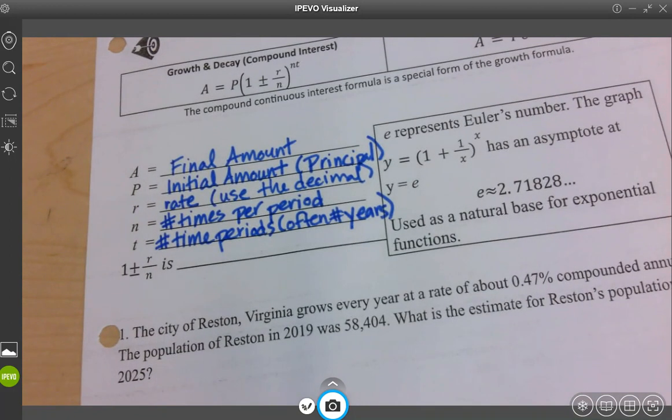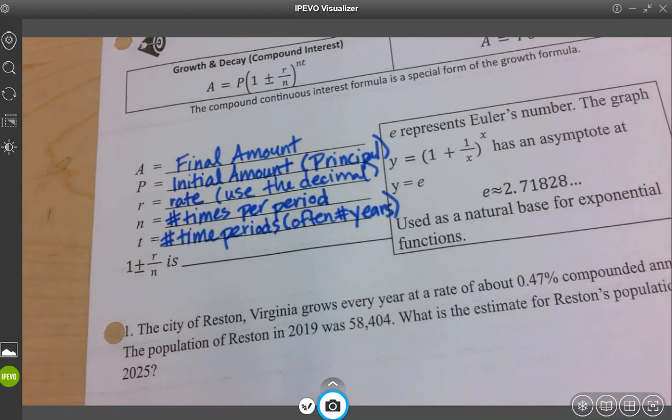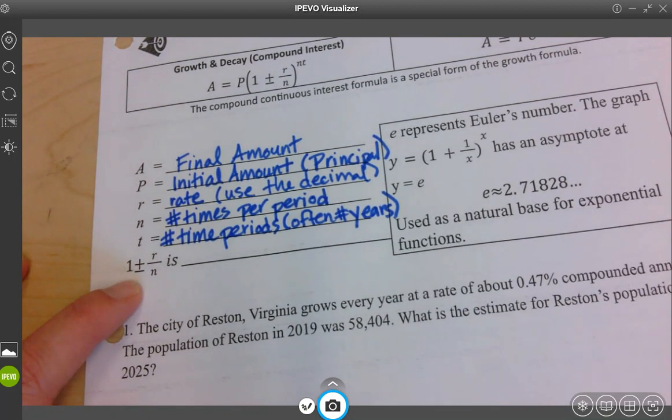All right, now, this 1 plus or minus r over n, it's not like the quadratic formula where there's 2 answers. There's just 1 answer. The plus would happen if it's growth. The minus would happen if it's what? Decay. Good. So it's not going to be both of them.